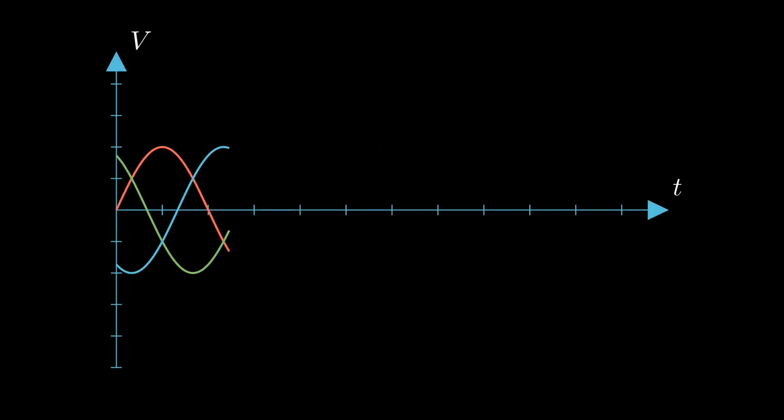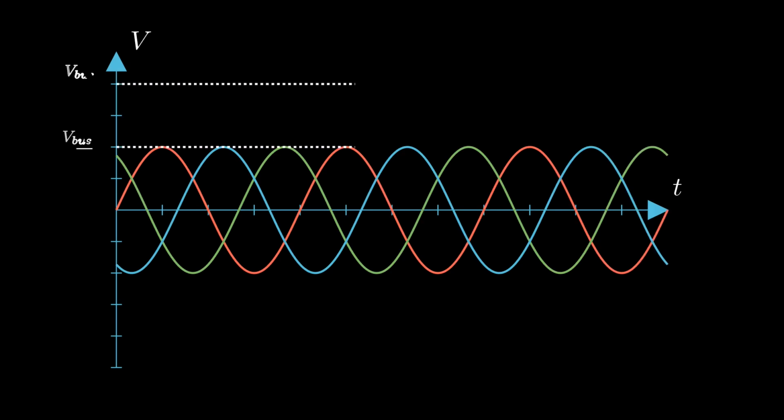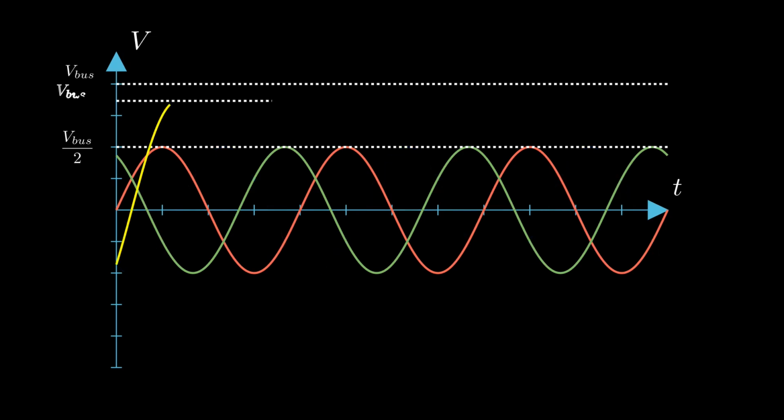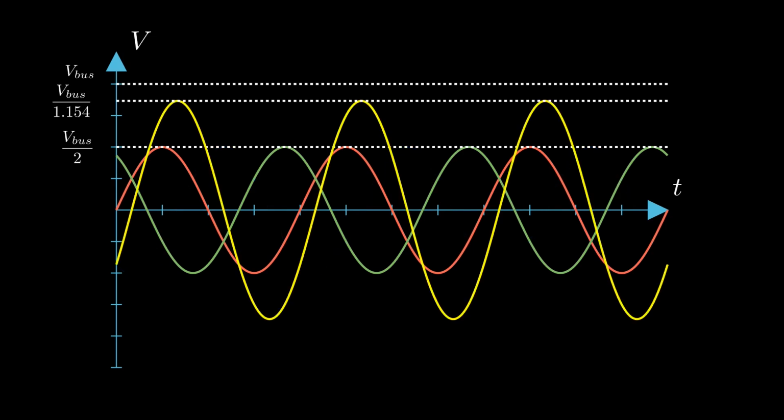This is a sinusoidal modulation. These waveforms, which have a maximum amplitude of half the bus voltage, are the desired phase voltages. We know that what actually determines the phase currents is the voltage difference between the phases. Let's look at the voltage difference between two of the phases. We can see that the voltage difference between them doesn't quite reach the maximum limit, which is the bus voltage. It's short by around 15%.